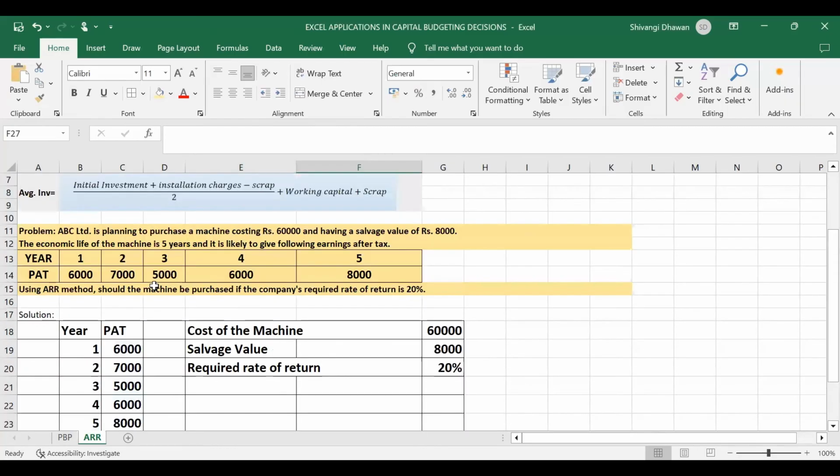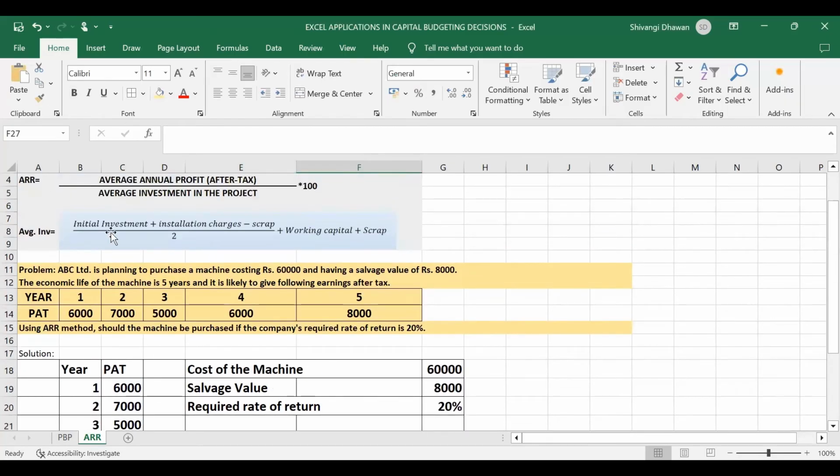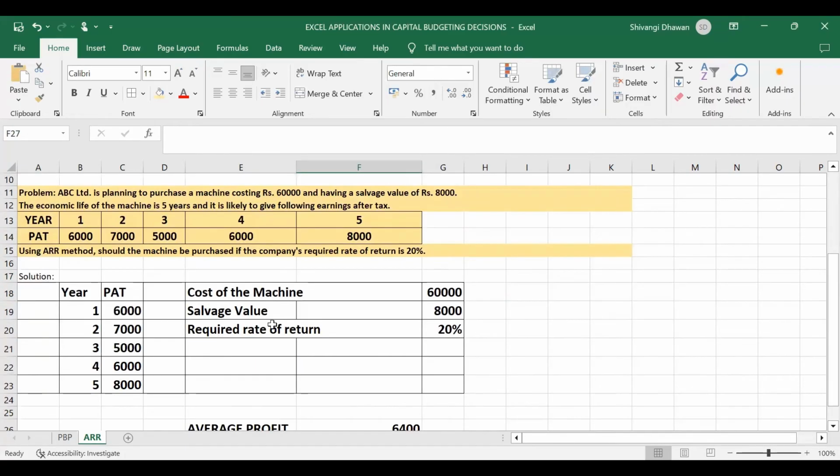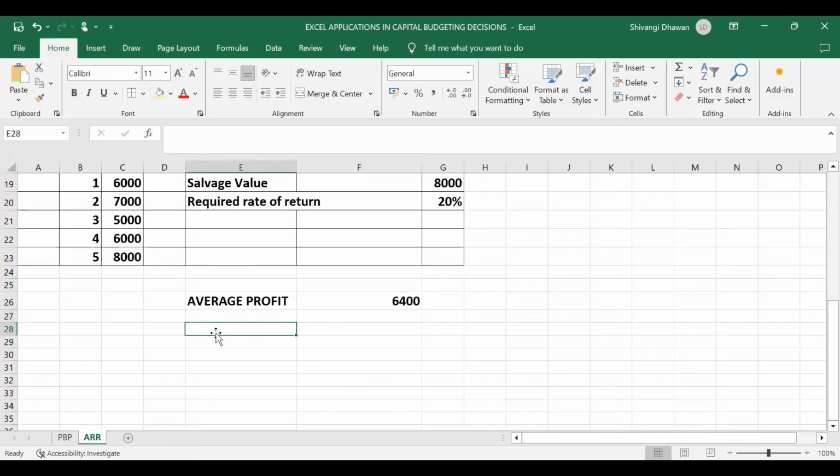The second thing we require is average investment in order to calculate ARR. And for this, the formula is initial investment. So here in this question, we have 60,000. Installation charges are not given to us. Scrap value is given to us as 8,000. Working capital is not mentioned in the question. And again, scrap value of 8,000 can be used. So here we can easily calculate our average investment with the given information.